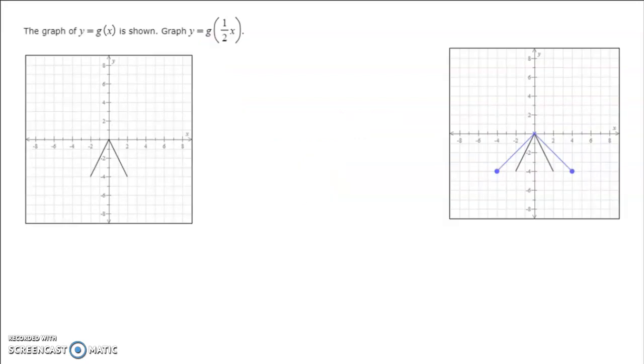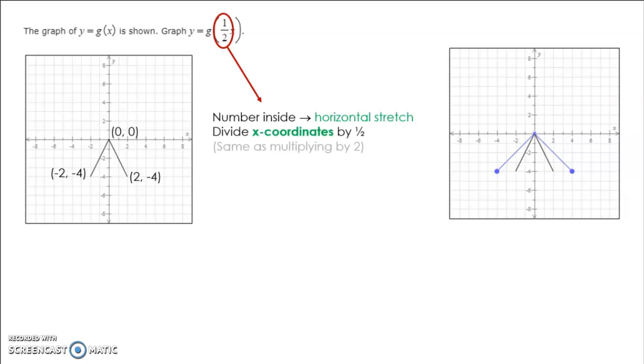Last one like this. Put on my ordered pairs. I have a 1/2 on the inside, so remember inside is horizontal, and this is going to be a horizontal stretch because that's less than 1. Remember, it's opposite because it's x, or horizontal. So we're going to divide the coordinates by 1/2, which is the same thing as multiplying by 2. So my -2, -4 becomes -4, -4. Remember, I'm not doing anything to the y coordinate, only the x.